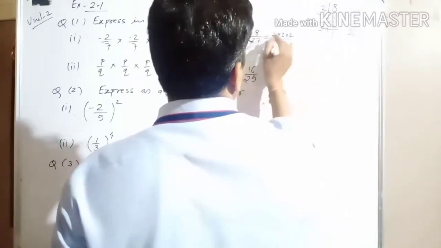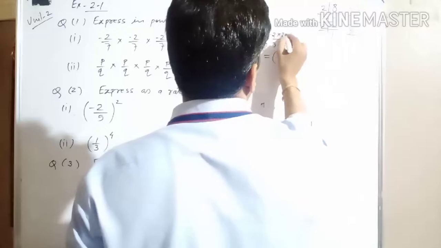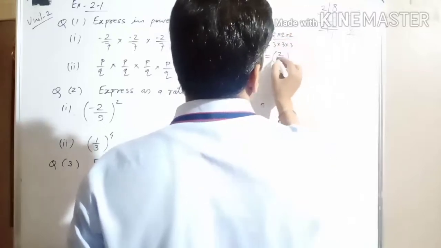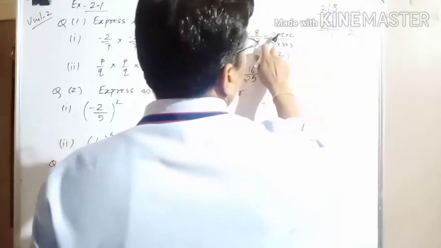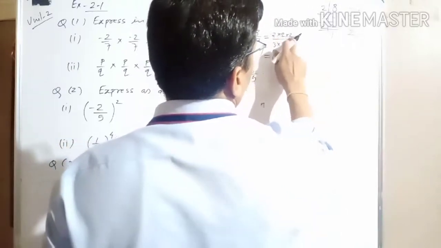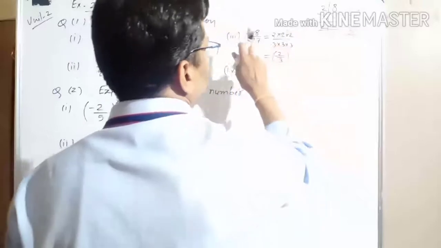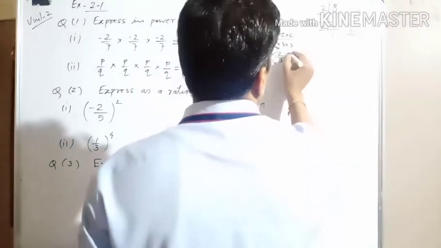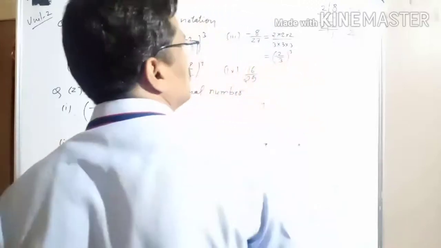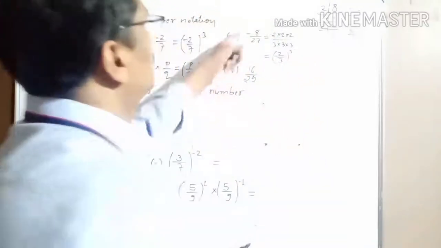There is a negative sign also. So we have to put minus here also, because the number of terms, how many times? 1, 2, 3. Odd number. Odd number of times we are getting a negative. That's why we have placed the minus sign. Power 3 and here power 3. This is our power notation of minus 8 upon 27.